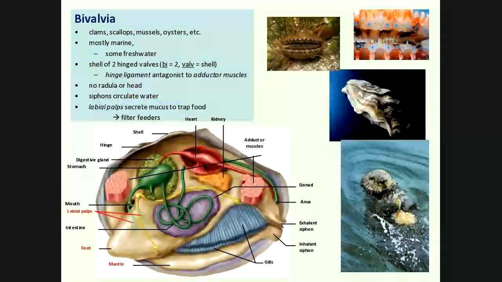The filter feeders, the bivalves, those that have two shells. That's what we mean by bivalves. Clams, scallops, mussels, oysters. Most of these are marine. There are some freshwater species. The way the shell works in these bivalve organisms is the shell is two hinged valves, right? Two hinged sides to it. And up here at the top, there is a ligament, right here. There's a ligament that if the shell were left to its own devices, that ligament would cause the shell to open on its own, right?